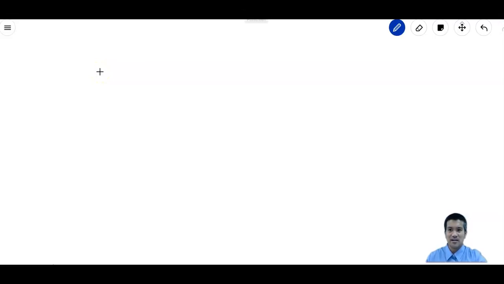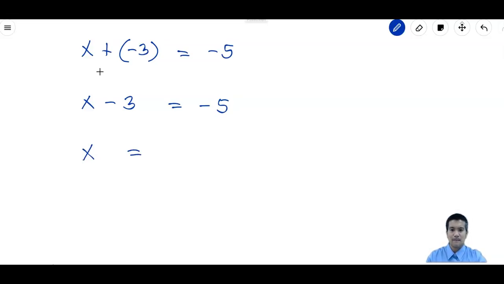For example, we have x plus -3 equals -5. So what will we do first? First we have to change the equation. We have to change the sign over here. So we will have now x minus 3 equals -5. It says that we are going to remove the value of 3. So therefore we will have x equals -5.